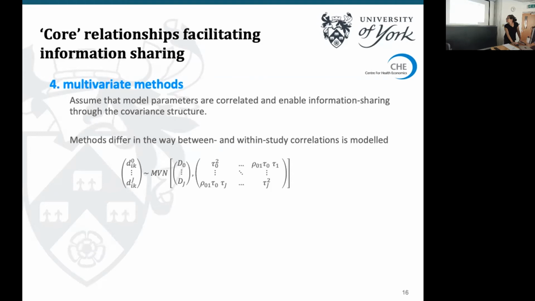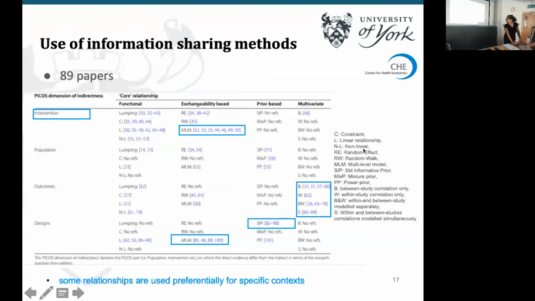Multivariate models were also found. I'm not going to focus too much on them today, and I'll tell you why in the next slides. But basically, the methods he found differ in the way between and within study correlations are modeled.